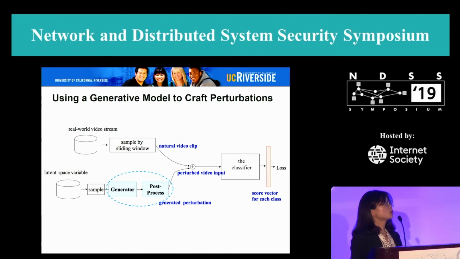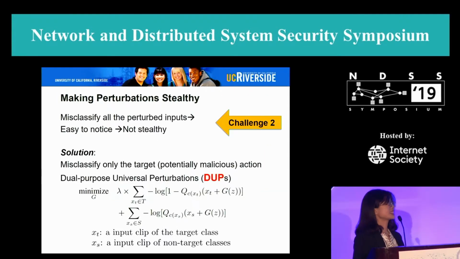Adding the perturbation to any input clip, we would expect the classifier to misclassify the inputs. So this post-process unit, we will describe it later, is used for other challenges. This generator and the post-process unit in total is our innovation. So now we have universal perturbations. They will make any input clips misclassified. However, this is not what we want.